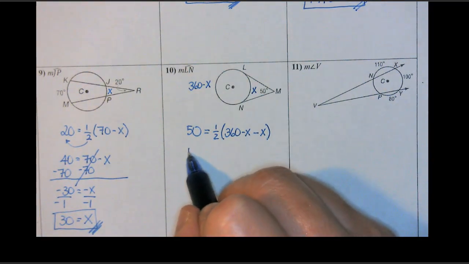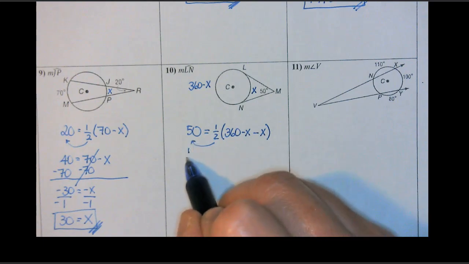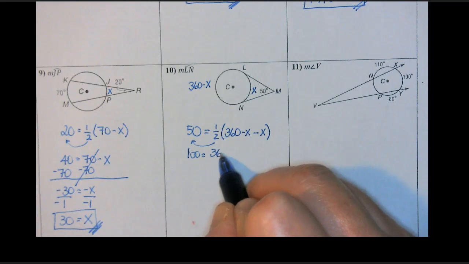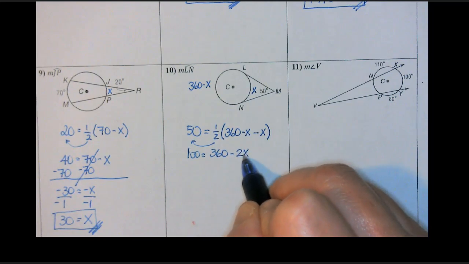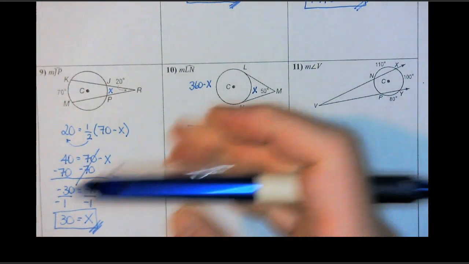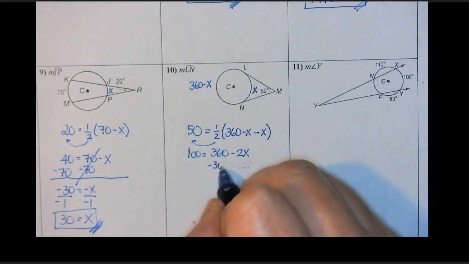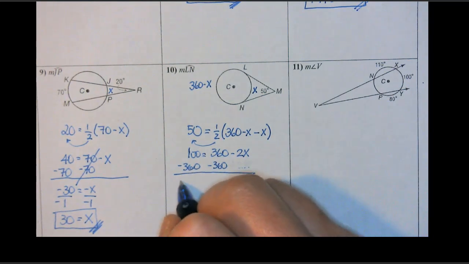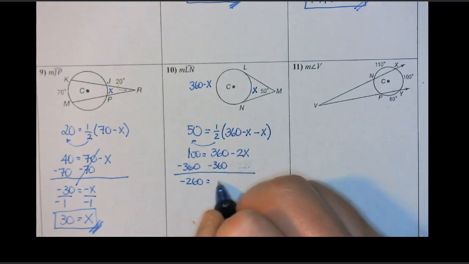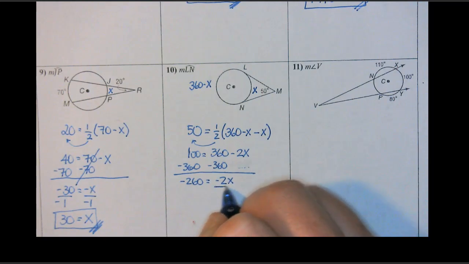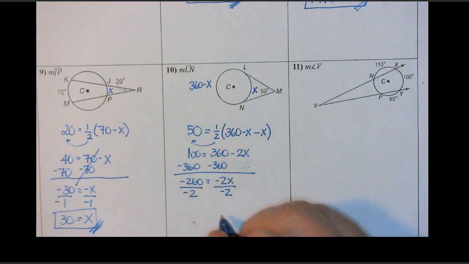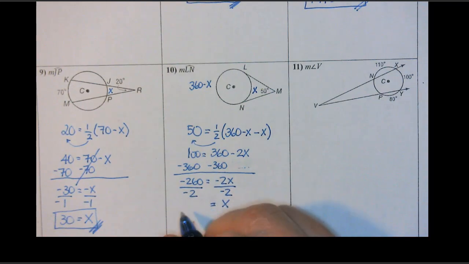So that means this would be, I'm going to move the 2 to the other side. So this would be 100. So this would be 360 minus 2x. I'm going to subtract 360 from both sides. So that gets to be negative 260 equals negative 2x. We'll divide by negative 2. So x equals 130.